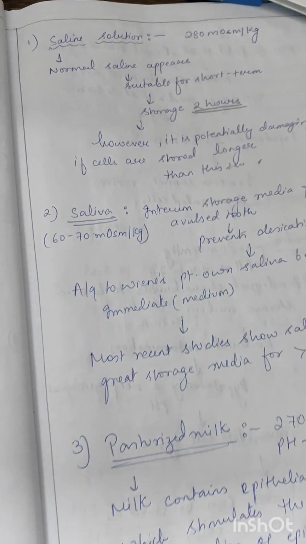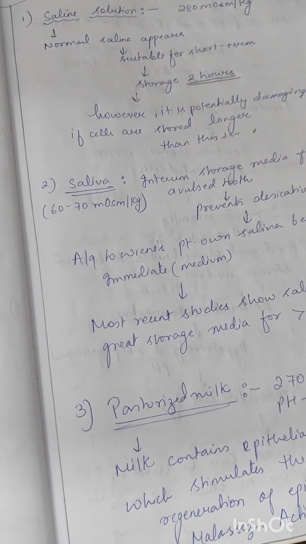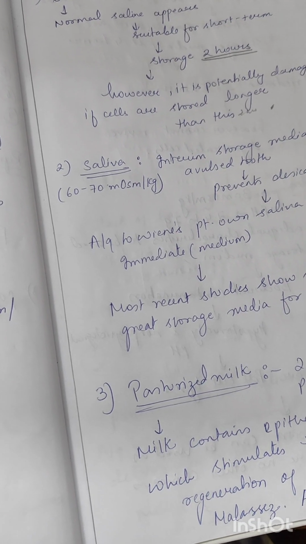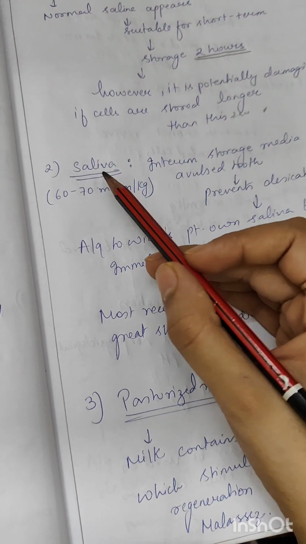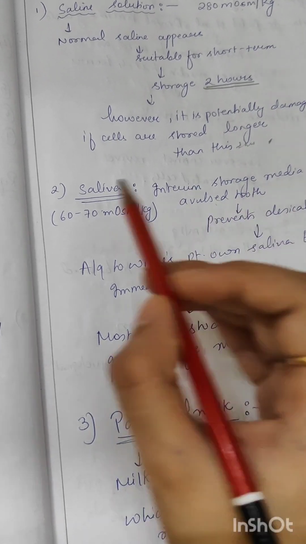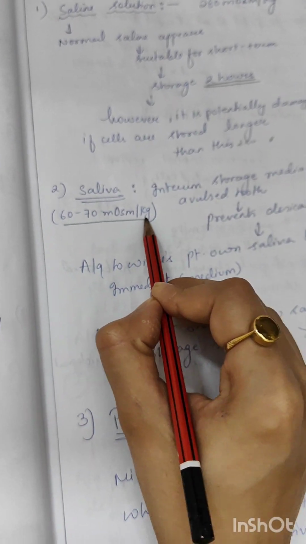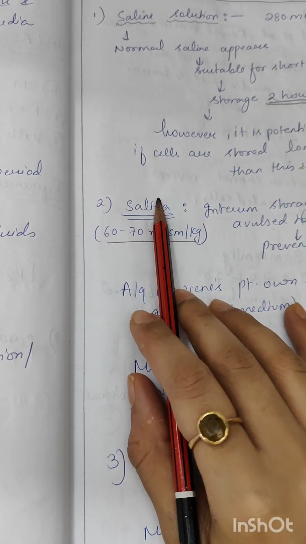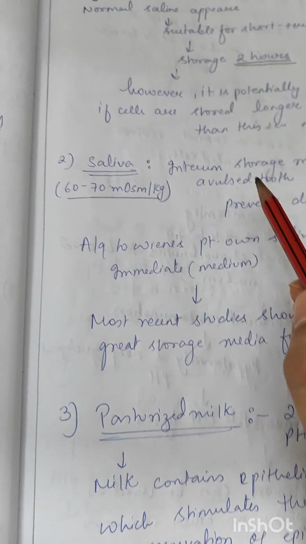Next is the saliva. Saliva is not considered to be very ideal, but because it is easily available and always available, right? So we can use saliva. It can act as an interim storage media for avulsed tooth. 60 to 70 milliosm per kg. Okay, for saline it was 280, for saliva it is 60 to 70 milliosm per kg.